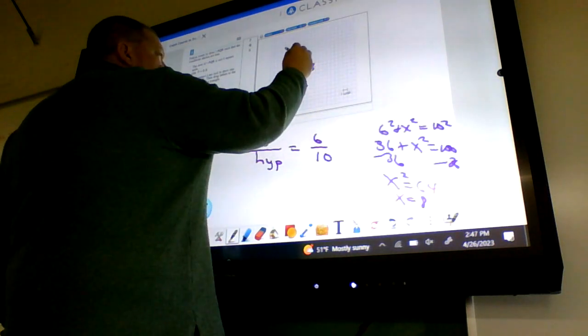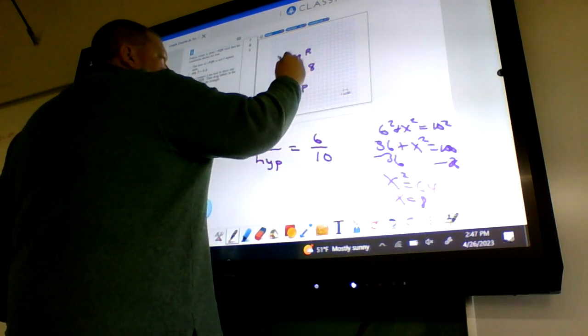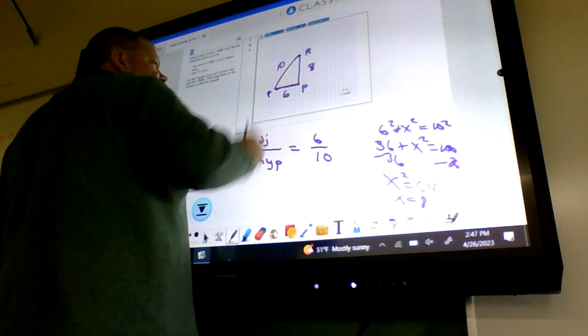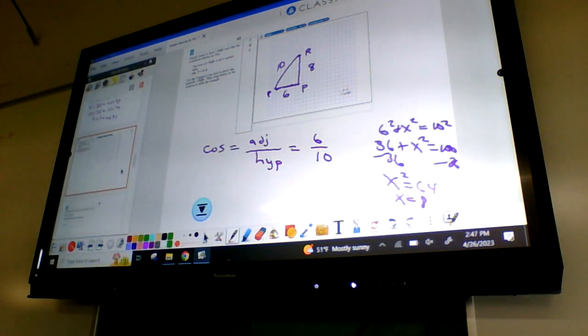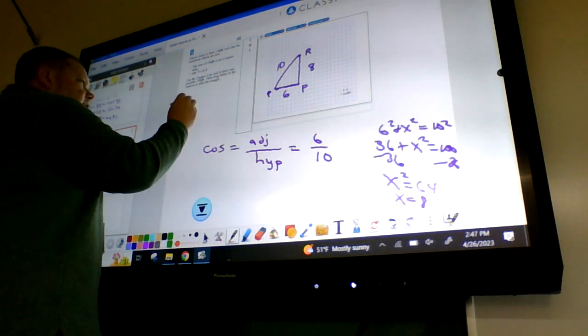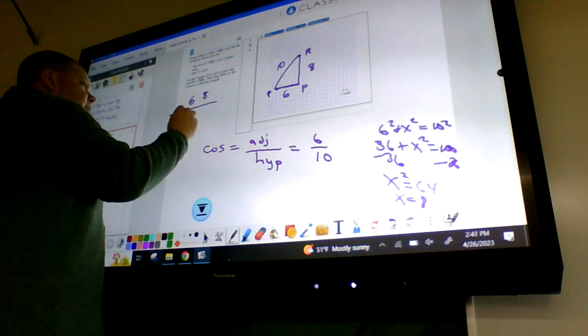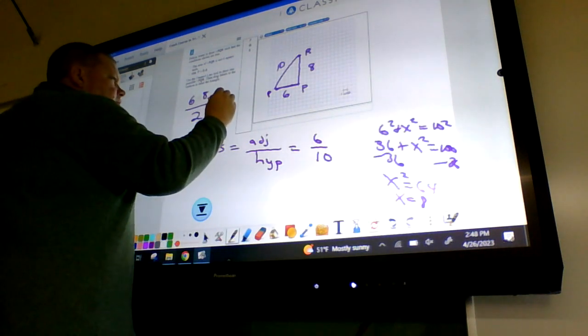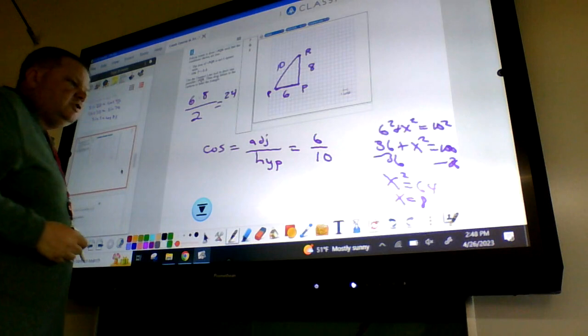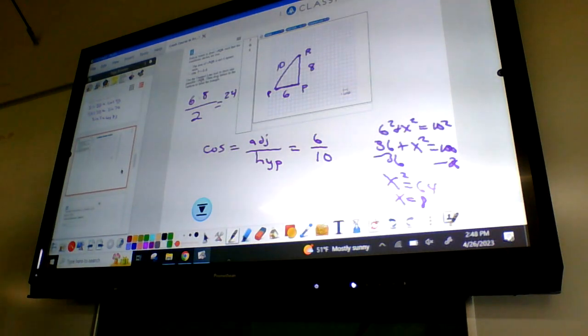There's going to be Q, we'll call point R up here, and that's going to make my hypotenuse be 10. Now the other part to this, remember, was we wanted to make sure that our triangle did not have an area of 6 square units. And if we take 6 times 8 and divide it by 2, we're going to get 24. So we're perfectly fine with that.